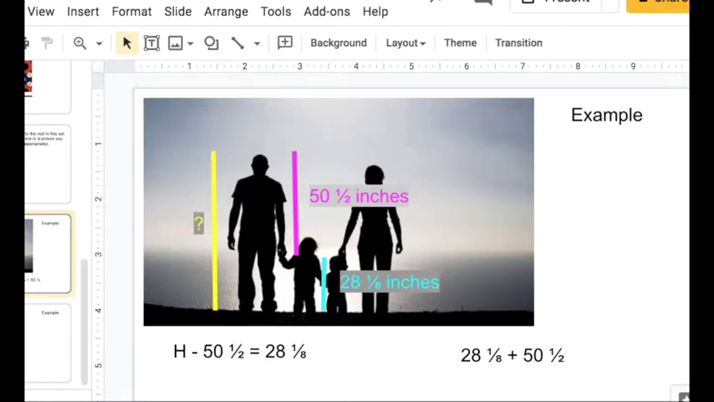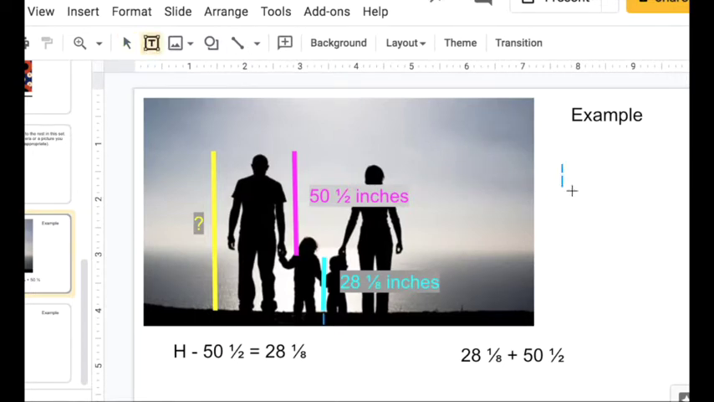Now, this and this are both going to generate an answer for H. The connection between the numerical expression and the algebraic equation is, if I saw this on a test, I need to add 50.5 to both sides to isolate my variable, and I would have 28⅛ plus 50.5. So they are connected. That's number one, algebraic equation. Number two, numerical expression. And number three, actually solve this. You can use a calculator of any sort. I would like the answer to stay in mixed number format if possible, but if you need to convert to decimals because that's what your calculator does, you can do that.